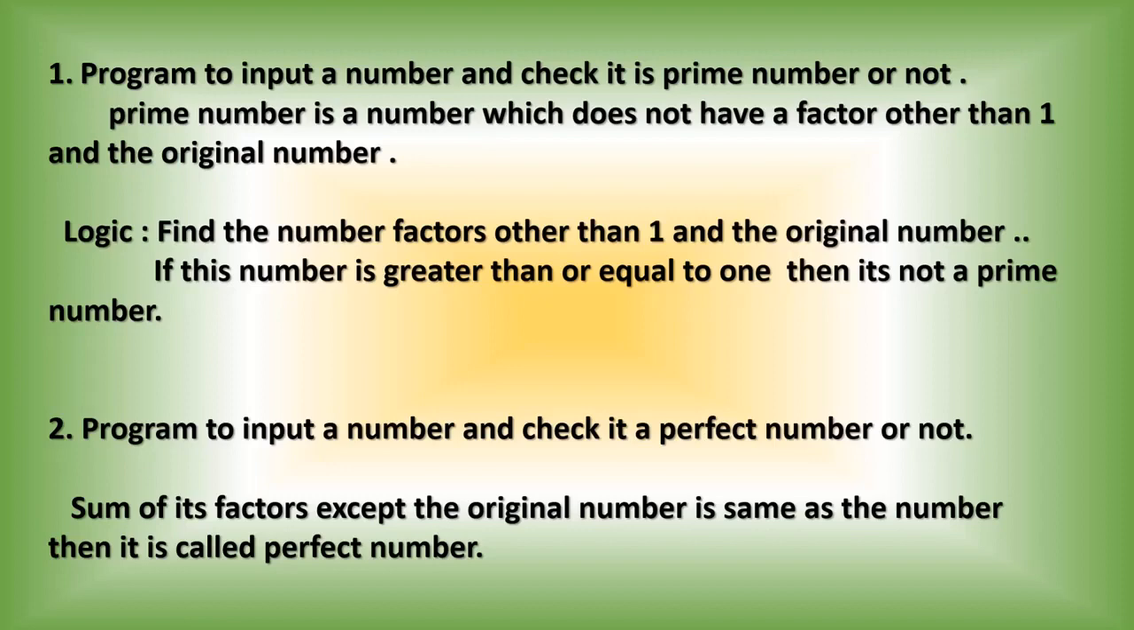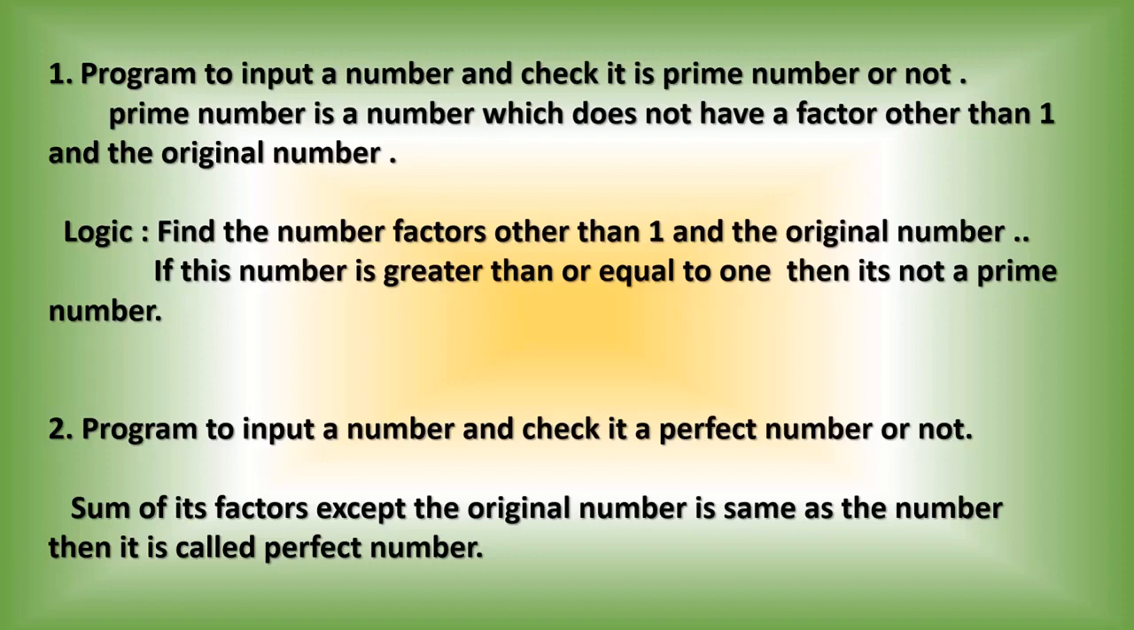Did you hear the word prime number? Prime number is a number which does not have any factor other than 1 and the original number. Is it the definition? Write down in your notebook, prime number is a number which does not have a factor other than 1 and the original number. That number is known as a prime number.